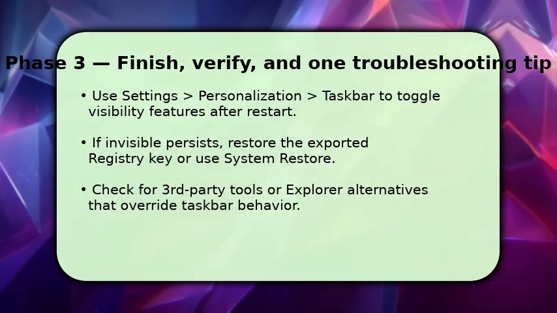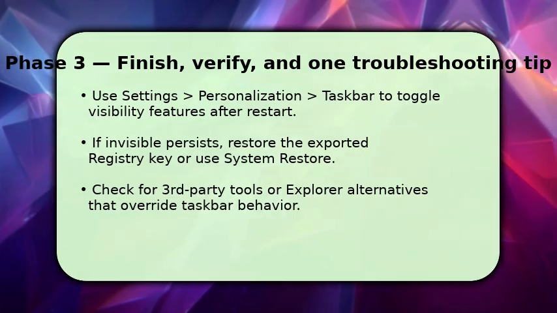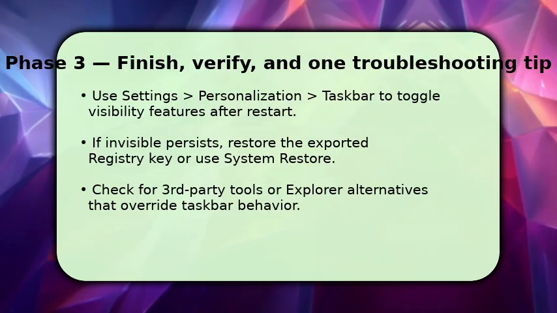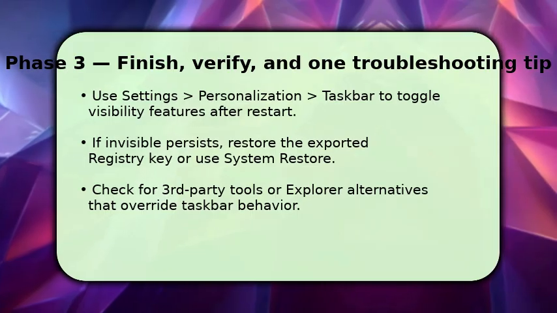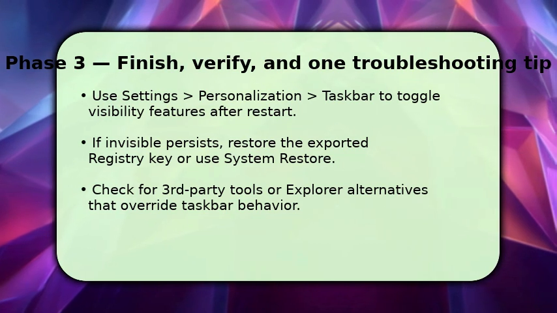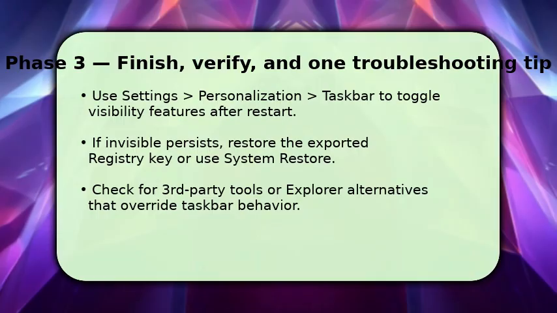If the taskbar remains invisible, restore the exported registry key or use the restore point you made earlier. This reverses the tweak safely. Also, check for third-party utilities or shell replacements that can override Windows settings. Uninstall or disable them before retrying. If problems continue, restart the PC in safe mode to troubleshoot further.